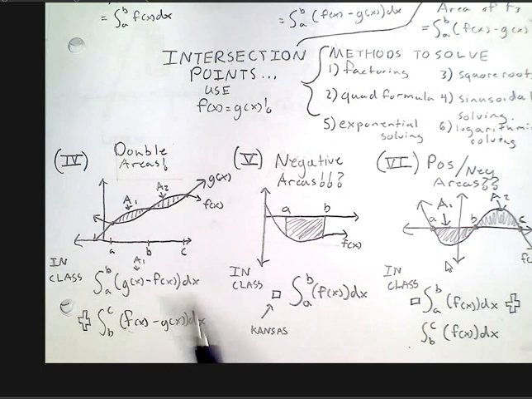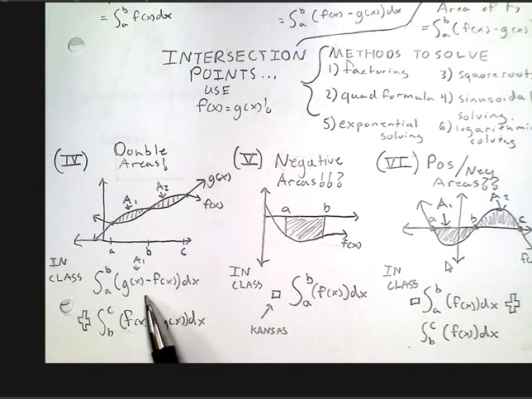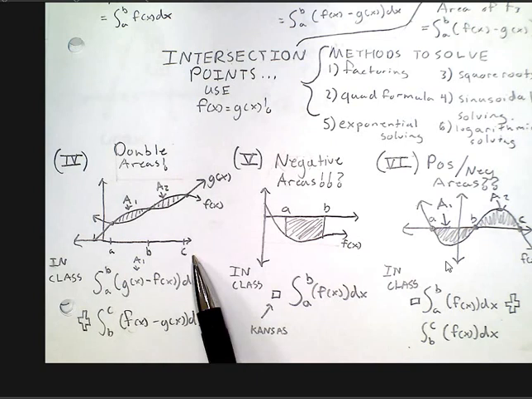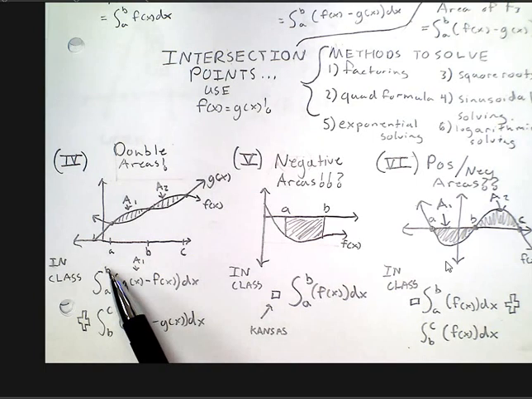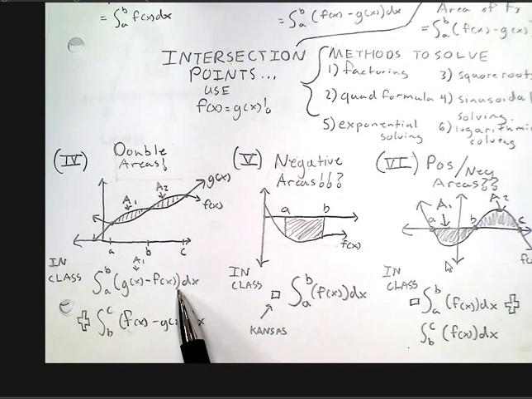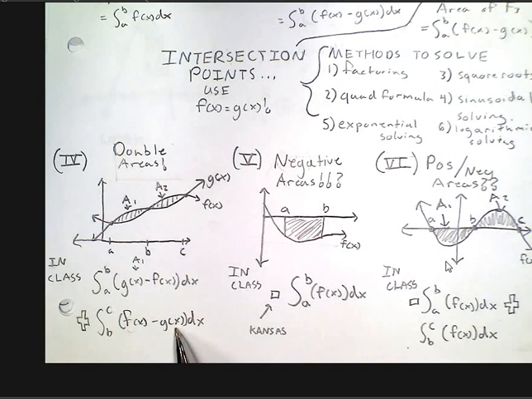You do a problem for the first area, you work it out all the way, then you add it to the answer of the problem for your second area from B to C. So you do two different, separate integrals. They must be separate because, first of all, this integral is g of x minus f of x, which is totally different than f of x minus g of x. Secondly, this integral is from A to B, and this integral is from B to C. So that's what makes it totally different.